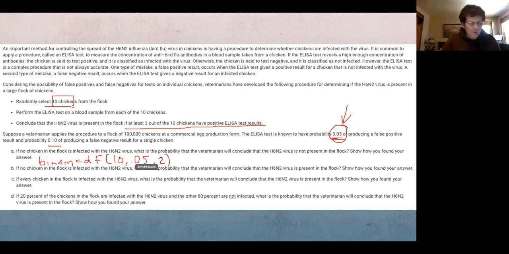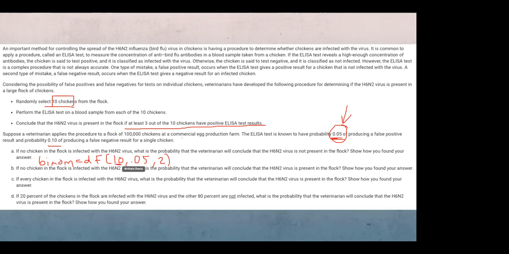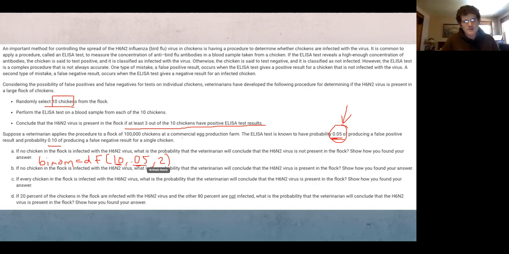So I want to make sure that I don't get more than 2 false positives. Does that make sense? So I've got 10 chickens. Each chicken, we're going to assume, has a 5% chance of getting a false positive. And I do not want to get more than 2 false positives. Because if I do, then they're going to conclude that this flock has the virus. But if it's 0, 1, or 2, we're good. So is that making enough sense, or do I need to explain further?